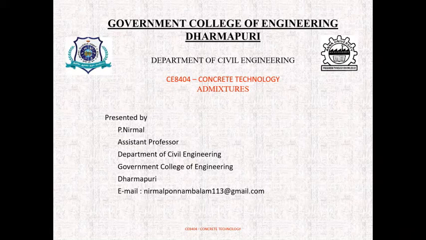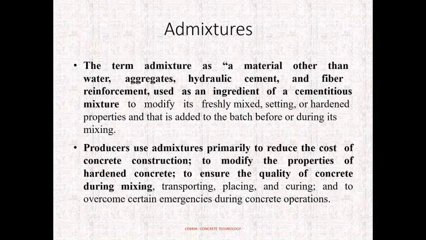Today we are going to see about admixtures. The term admixture is defined as the material other than water, aggregate, hydraulic cement and fiber reinforcement used as an ingredient of the cementitious mixture to modify the freshly mixed, setting or hardened properties of the concrete. It is added before or during the mixing.